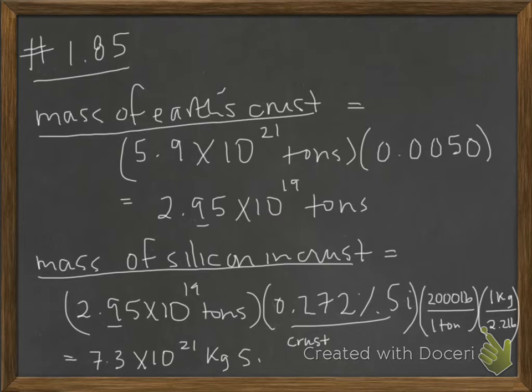And it's given that the mass of the Earth is 5.9 times 10 to the 21st tons. 1 ton is equal to 2,000 pounds, and 1 pound is equal to 453.6 grams, or 1 kilogram is equal to 2.2 pounds.